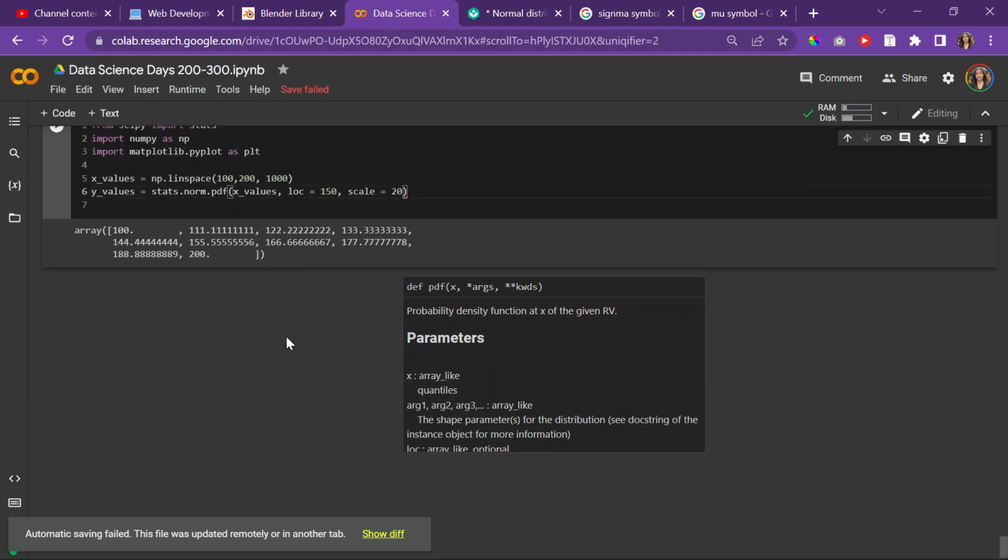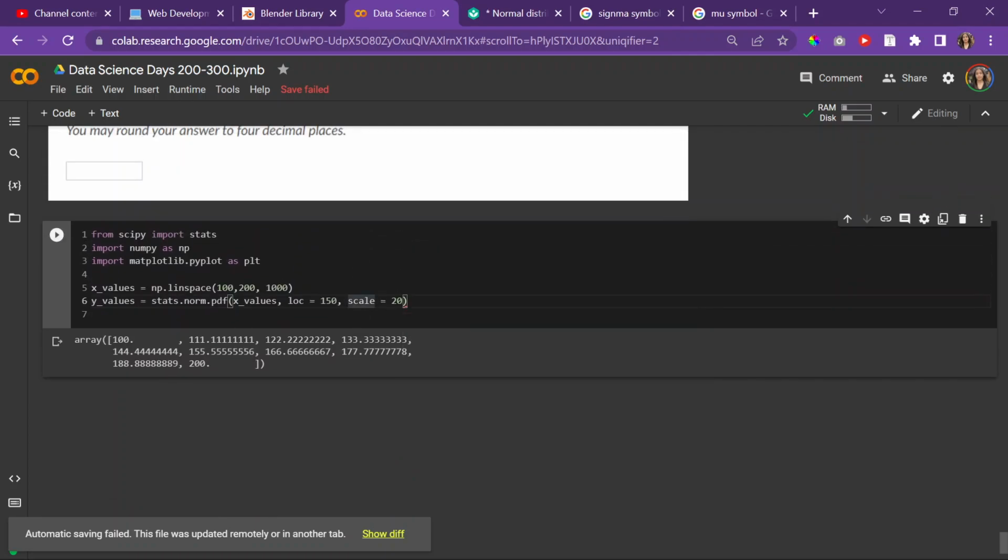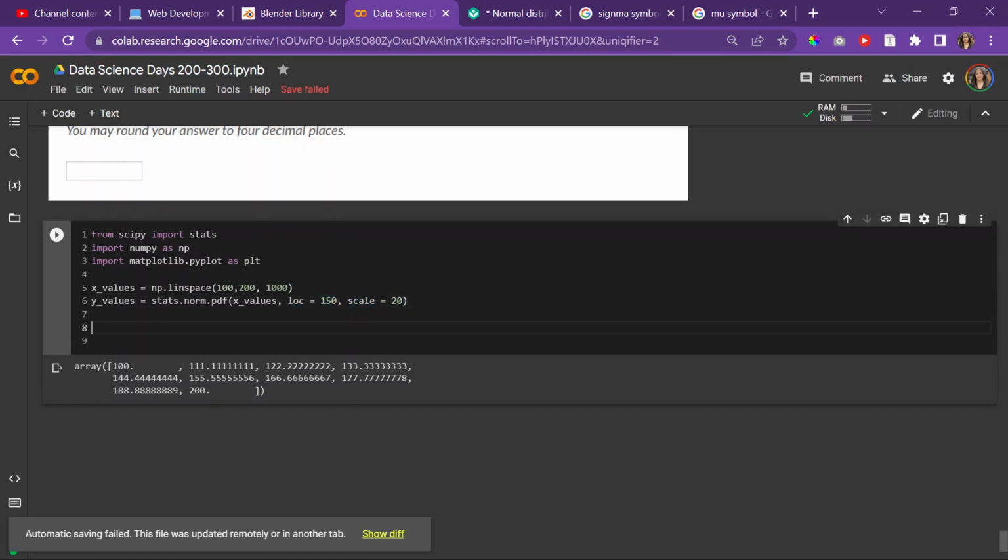Sorry, scale. So my tip for you is, if you forget which one is scale and which is loc, which one's the mean and which one's the standard deviation, just know that scale starts with S, and standard deviation starts with S, so scale and standard deviation go together, and whichever's left is going to be your mean, which is your loc. Okay, and that's pretty much it.